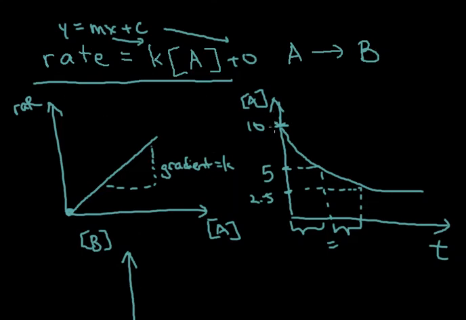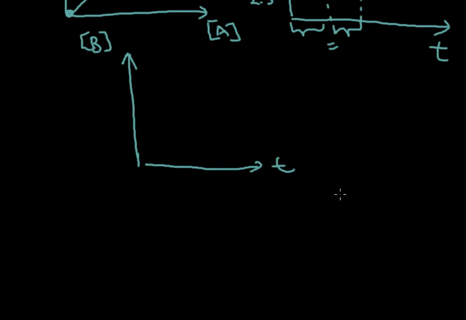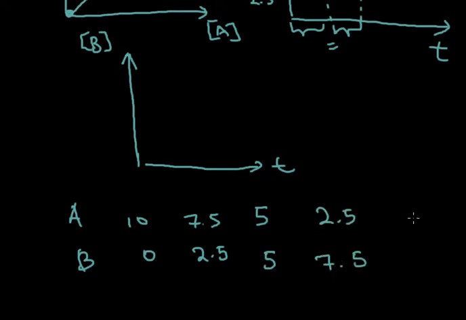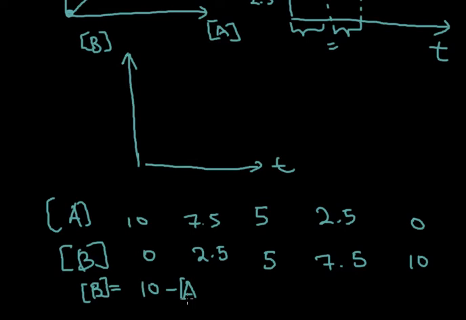So we just plug in some numbers. When A is 10, B is 0, right? When A is 7.5, B is 2.5. When A is 5, B is 5. When A is 2.5, B is 7.5, right? And when A is 0 finally, B is 10. So if we plot a graph, we actually note that B is the same as 10 minus A, or the concentration of B is 10 minus the concentration of A. So if we draw a 10 here, and a minus, if we do the math, we'll flip it like that.